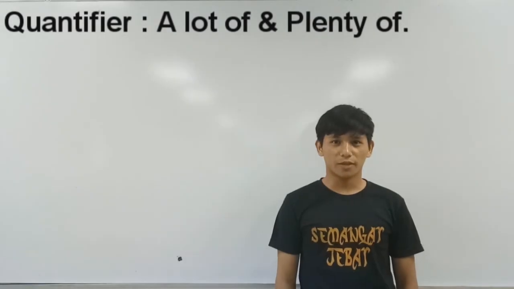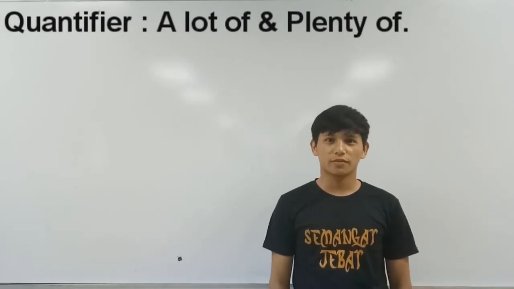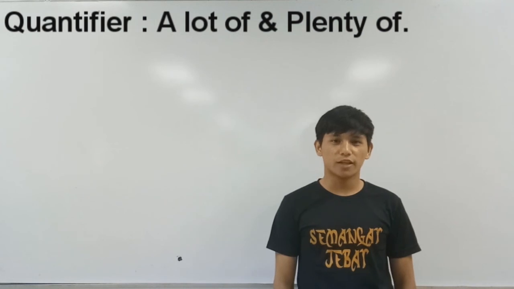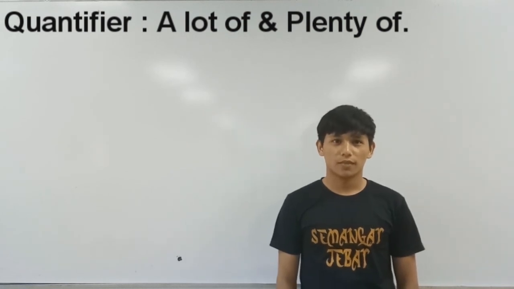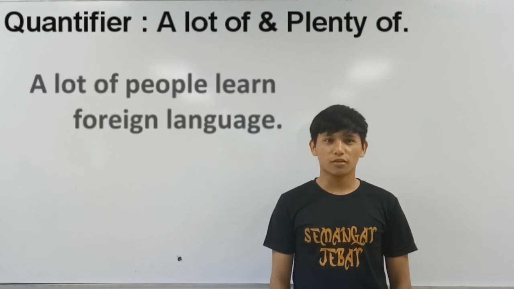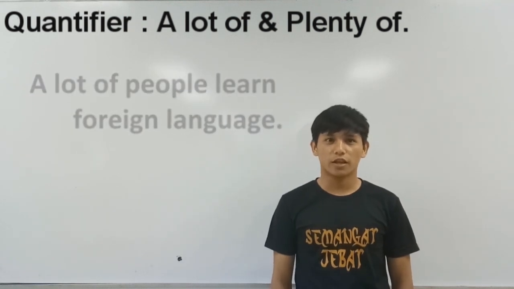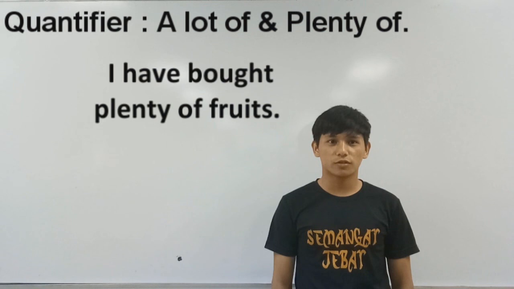A lot of and plenty of quantifiers. Both have the same meaning, but people prefer to use plenty of. This quantifier can be used to describe the quantity of a noun in the sentence. For example, a lot of people learn a foreign language, and I have bought plenty of fruits.